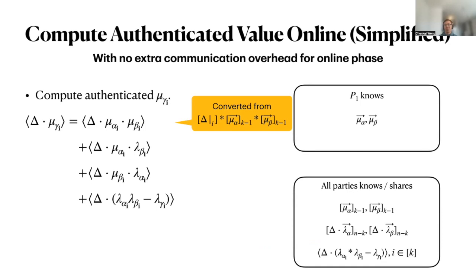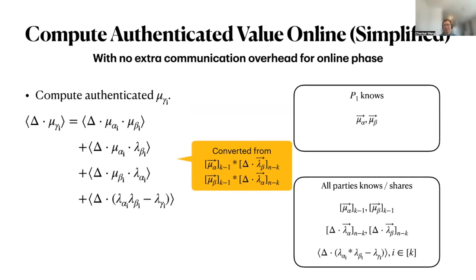The computation of the authenticated values during the online phase does not introduce any extra communication overhead. And we do it in the following way to compute this authenticated mu gamma I, where this I ranges from 1 to k. The first term is obtained from the packed shares computed during the online phase. The second term is also computed from packed shares obtained from the online phase. And the last term is computed during the preprocessing phase.